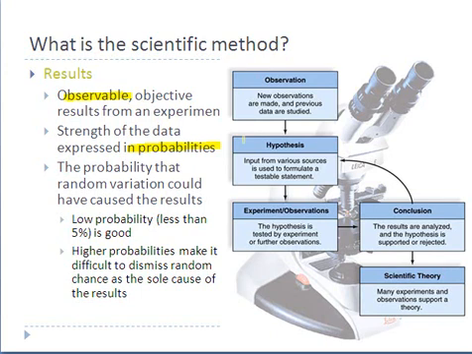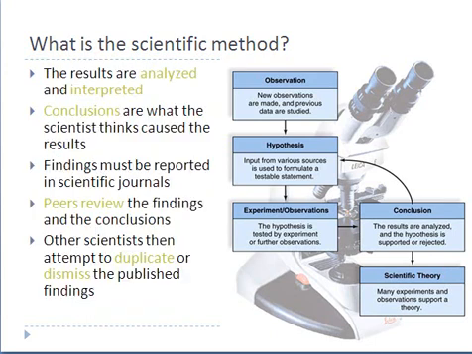If the probability is low, then you usually have good results. A higher probability will make it difficult to dismiss random chance as the sole cause of the results. So often you will look for standard deviation at the end of a scientific statistical analysis. Again, more terminology in scientific methods.